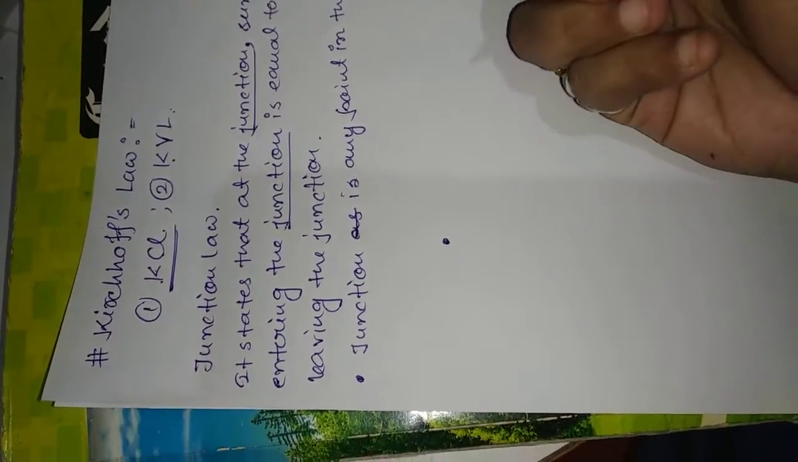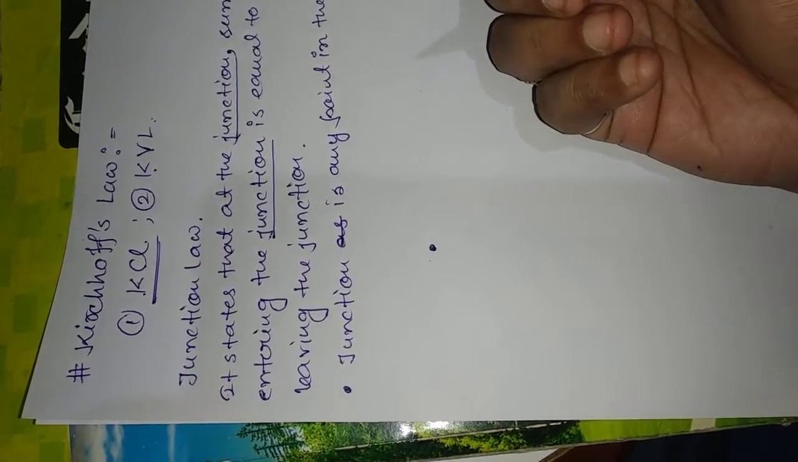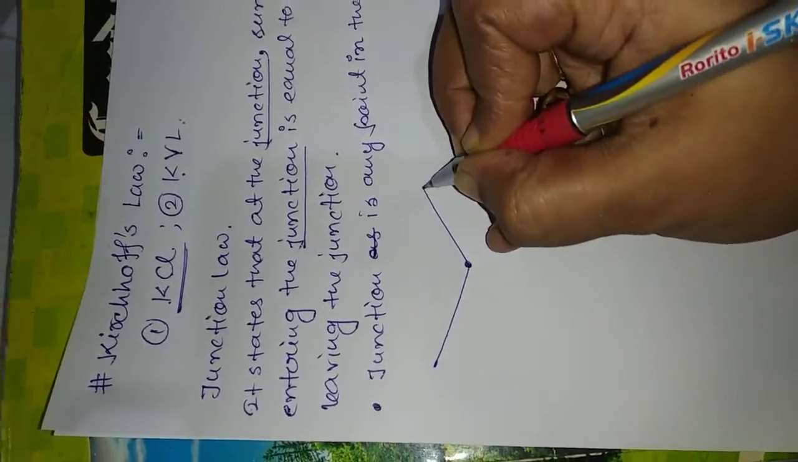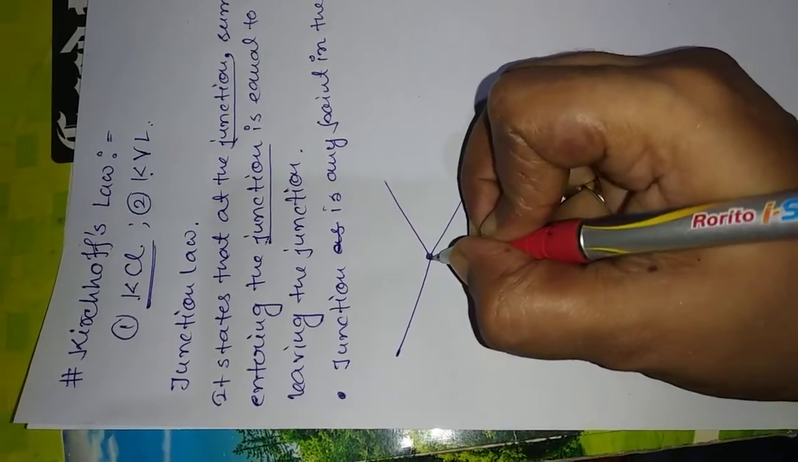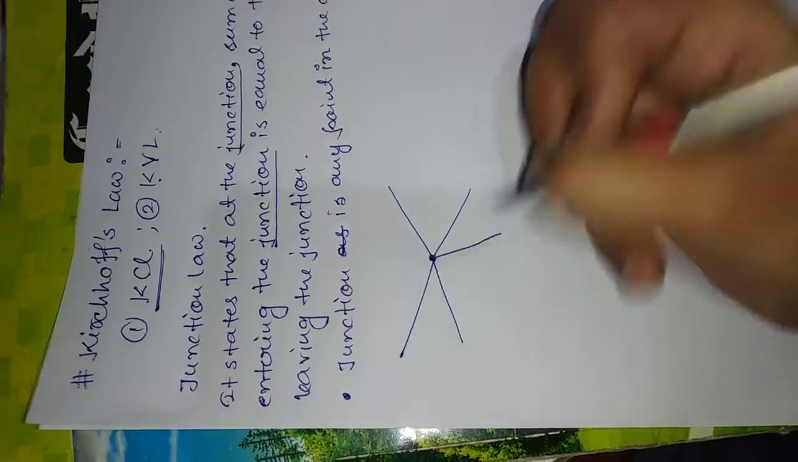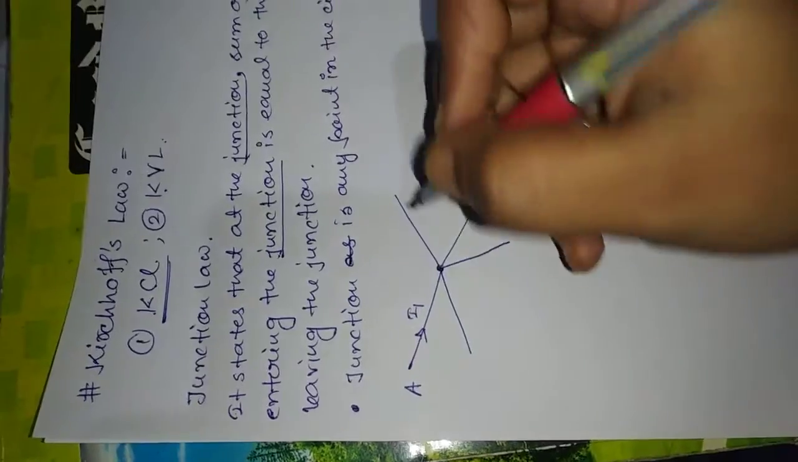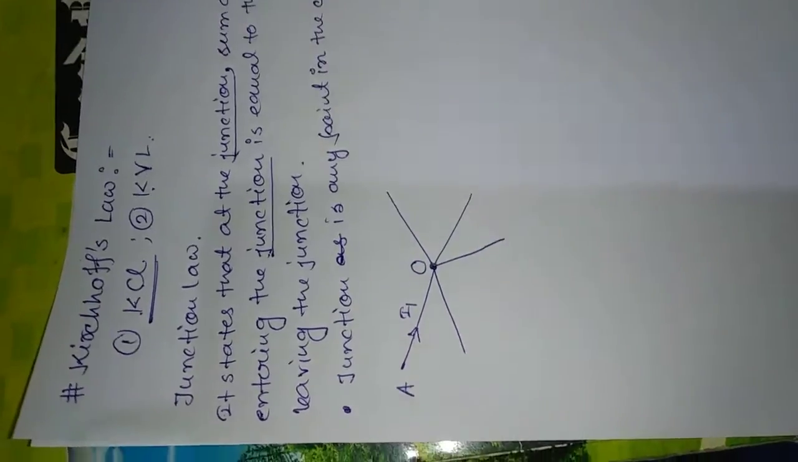Now suppose it is a point which is considered as a junction. Suppose I draw like this. I1 is there. This is the point A. This is junction point O, right?